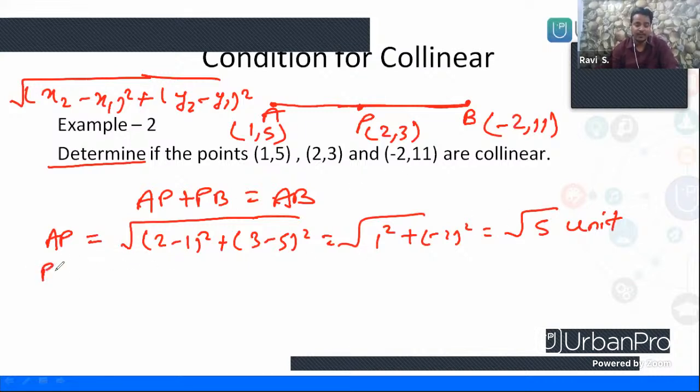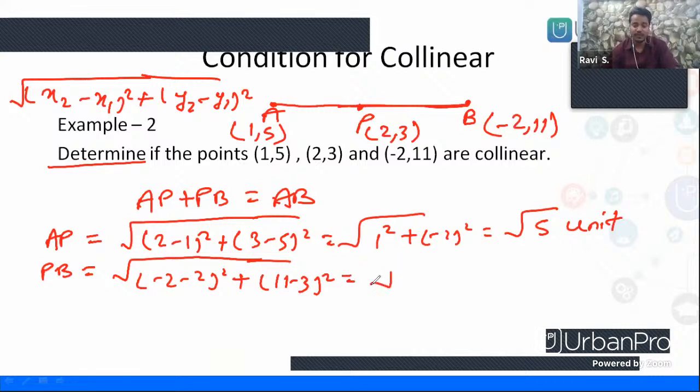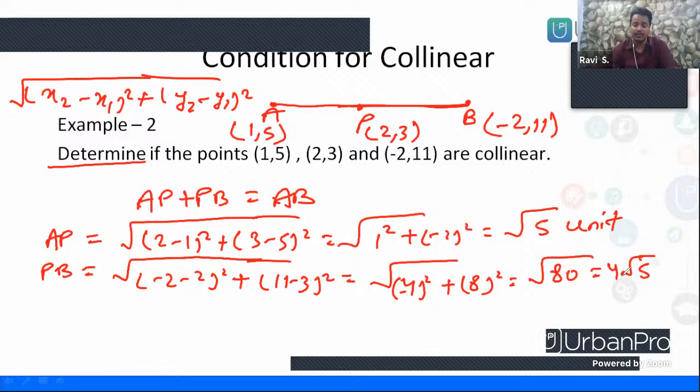Okay, then PB. See, what is the PB here? Again, we will use the formula. So I will write here minus 2 minus 2 square. Again, here it will be 11 minus 3 square. Okay, guys. So minus 2 minus 2 is minus 4, so minus 4 square is 16, and here 11 minus 3 will give you 8 square, which is 64. If you add them all, you will get 80, right? So root 80 is nothing but 4 root 5, guys. This will be 4 root 5.